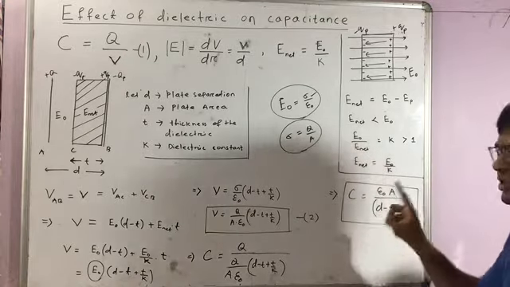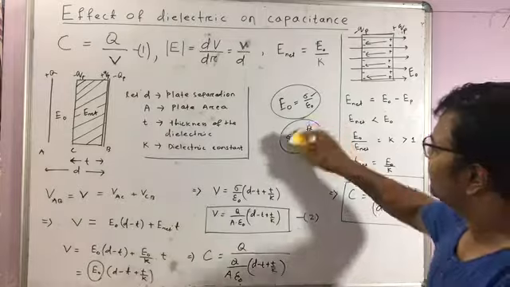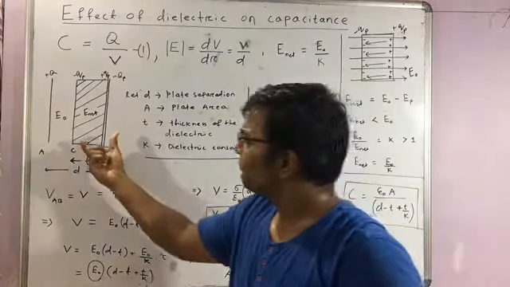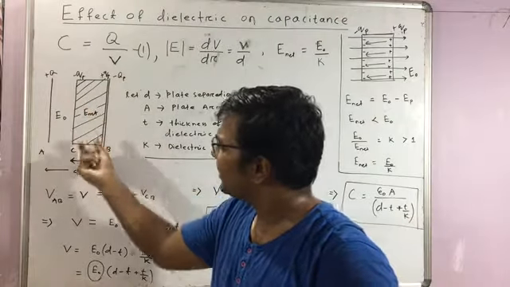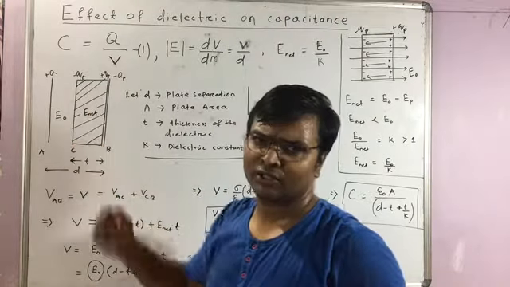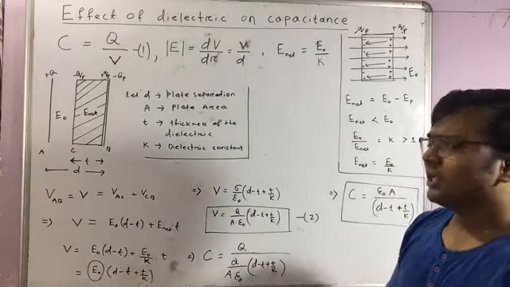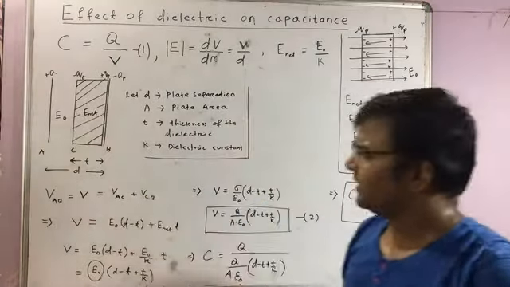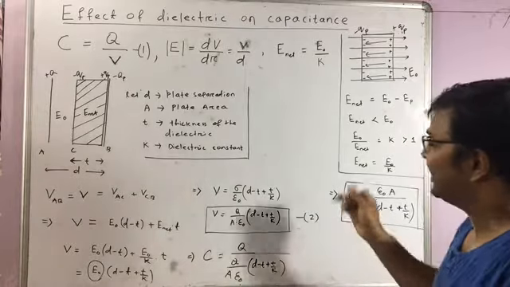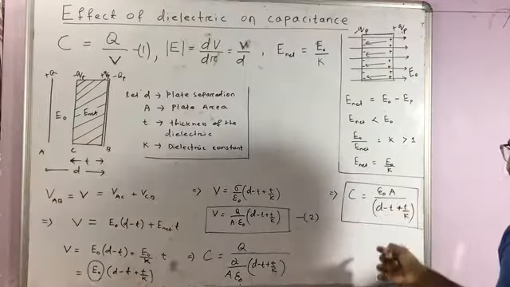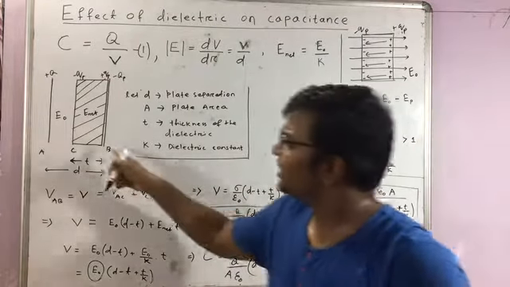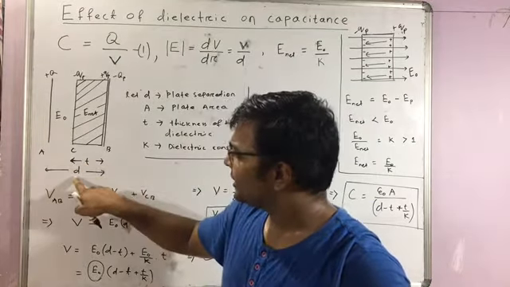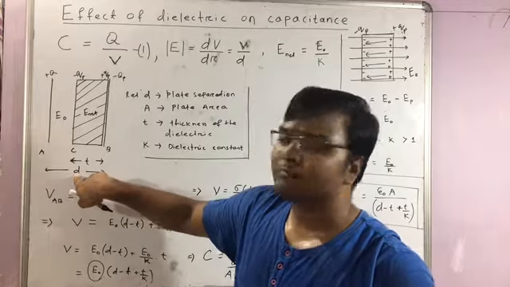So this expression is most important, because here this dielectric is filling the gap of the parallel plate capacitor to some extent. A question may ask if someone fills the gap completely. In that case your expression can change. If someone fills the entire gap, the thickness of the dielectric will in that case become D.